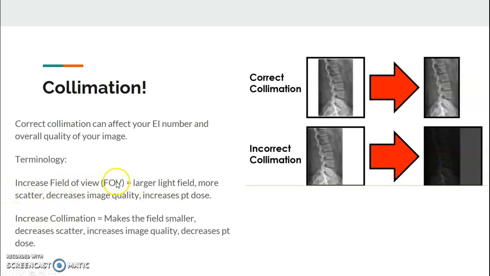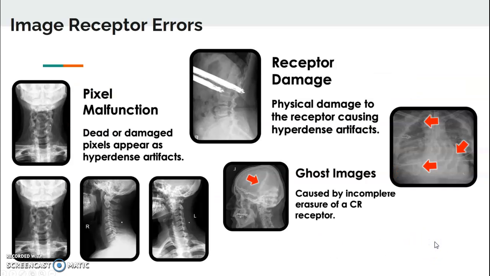But increased field of view is different than increased collimation. Increasing collimation is actually collimating in tighter, bringing the leaves of your collimator in, making your field smaller. Decreasing scatter increases your image quality and decreases patient dose. So watch that terminology on collimation questions.